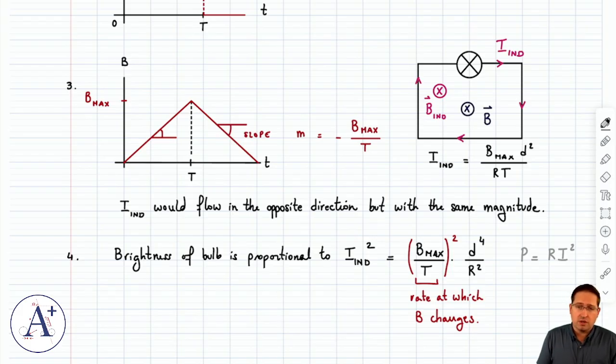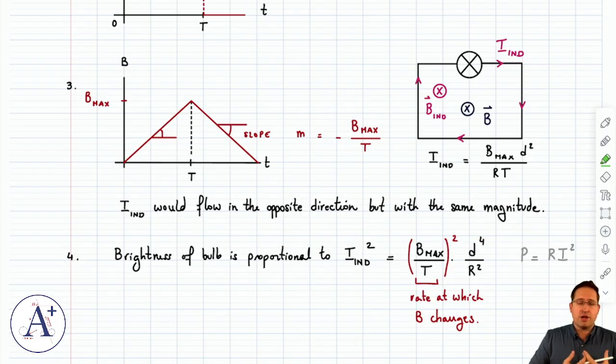And in particular, if it's just a linear rate of change, then it's going to show up here as the slope that's going to be squared. And so the greater the slope in magnitude, the greater I induced, and therefore the brighter the bulb. Okay? So the answer to question 4 is that the rate of change of B directly affects the brightness. The greater the rate of change of the magnetic field in magnitude, the brighter the bulb, and the smaller the rate of change, the dimmer the bulb, which makes sense.